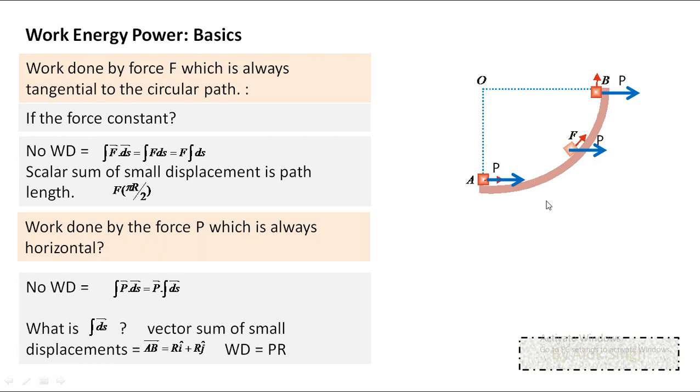So what is the vector sum of all small displacements along this path? It will be vector A to B. So what is that vector? Resultant of this will be R i cap plus R j cap. And when you take the dot product, P can be written as P i cap. Hence work done will be equal to P into R. So this is very important. You understand the difference between the two. And you should also note what is the integration of scalar ds, and what is the integration of vector ds. This is the scalar sum of small displacements. This is the vector sum of small displacements.